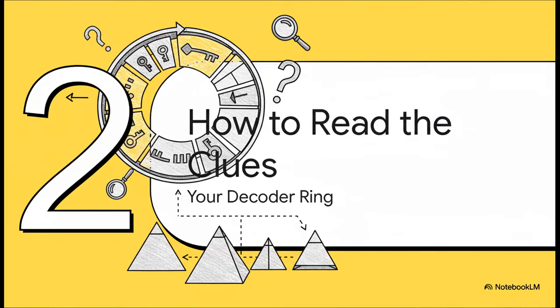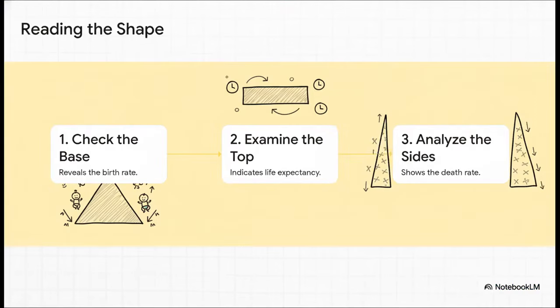All right, now for the really cool part. Think of this as getting your own demographic decoder ring. With just a few quick checks, you can start to unlock the major secrets hidden inside any pyramid shape. And you know what? It really comes down to just 3 key spots. We're going to start at the very bottom, at the base. Then we'll shoot our eyes all the way to the top. And finally, we'll look at the shape of the sides. Each part tells you a critical piece of the story.